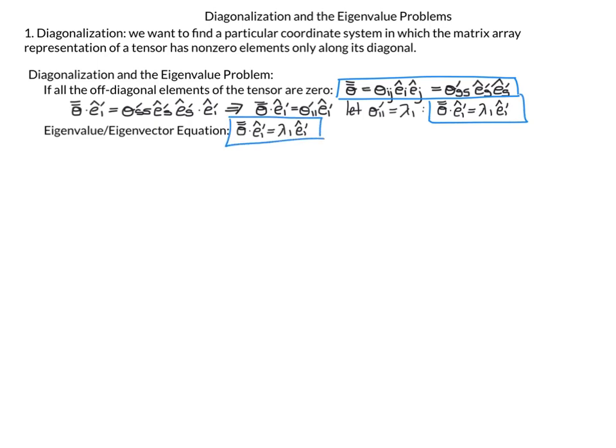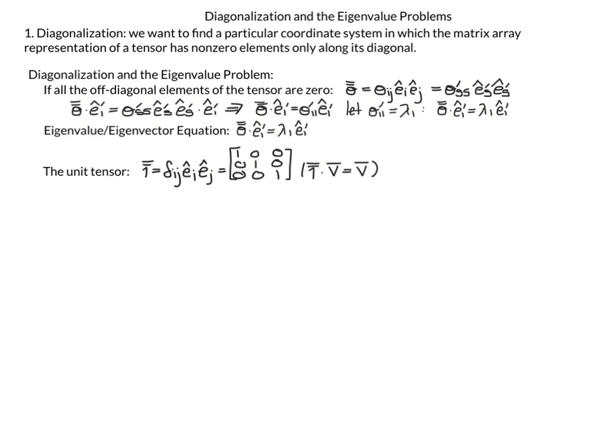But now we need to do a little more manipulation because we haven't solved for our E1 prime or our lambda 1 yet. To solve this eigenvalue eigenvector equation, we're going to introduce the unit tensor, which is equal to the scalar 1 tensor, is equal to the Kronecker delta ij e to the i e to the j, which, if you recall, is also the identity matrix.